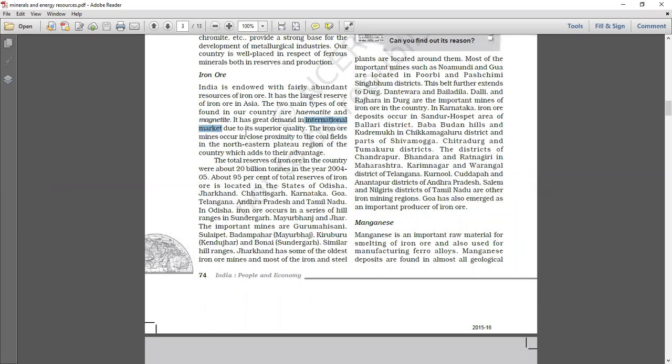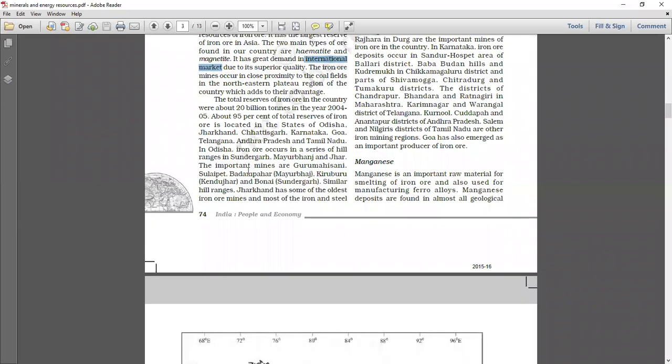The iron ore mines occur in close proximity to the coal fields. Proximity means nearness. What is the reason behind it? Because there is a need of coal in these iron and steel smelting industries, so these industries are found near the coal fields.